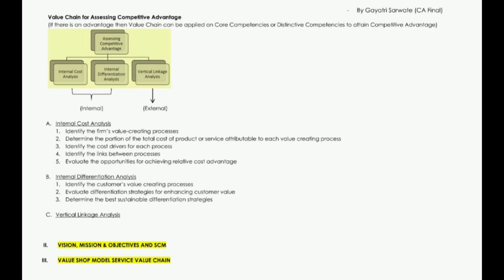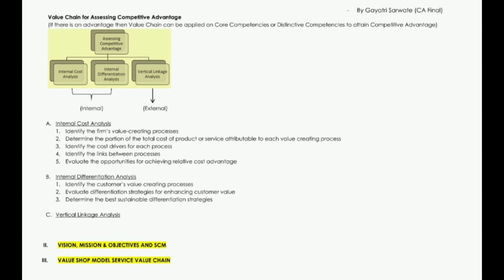and then we can come to a conclusion whether there is a competitive advantage. When there is a competitive advantage, we can apply this value chain further to our core competencies or our distinctive competencies like product differentiation or the cost leadership, and then of course we can attain the assessed competitive advantage. And this in totality completes our first big chunk of this chapter, strategic cost management.